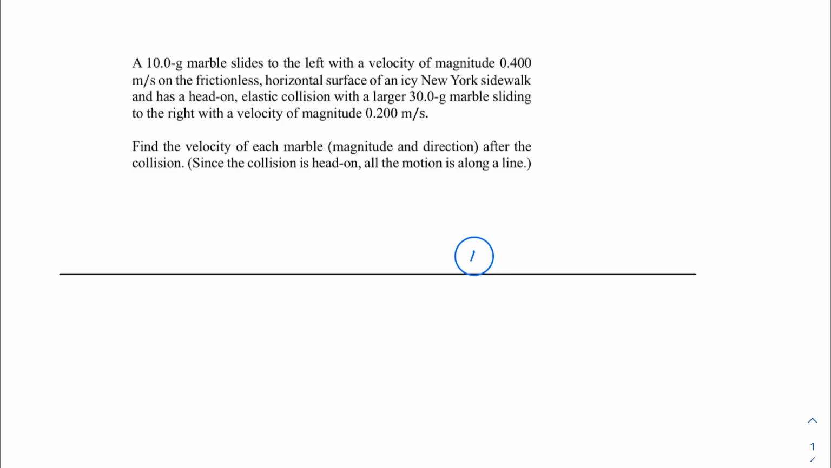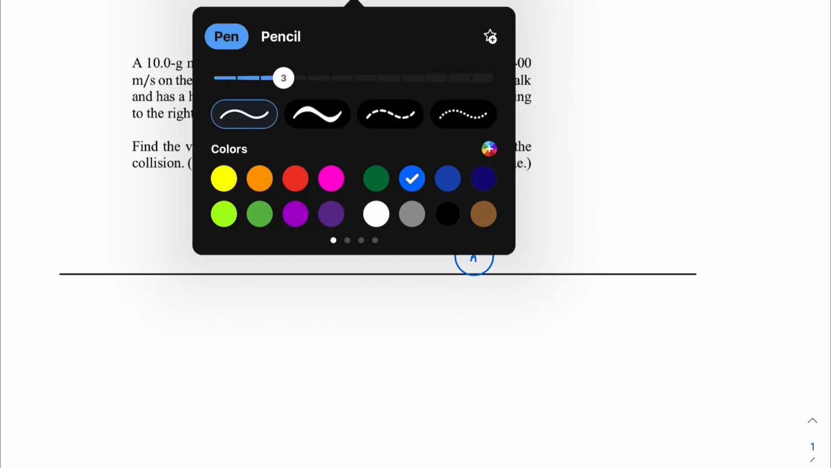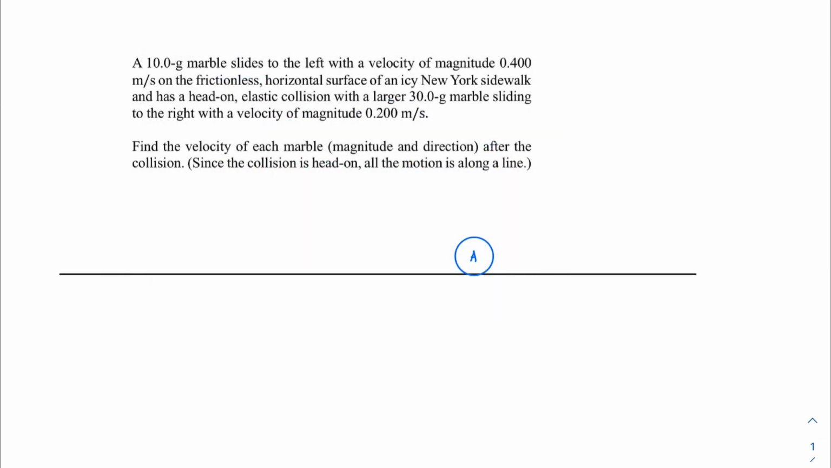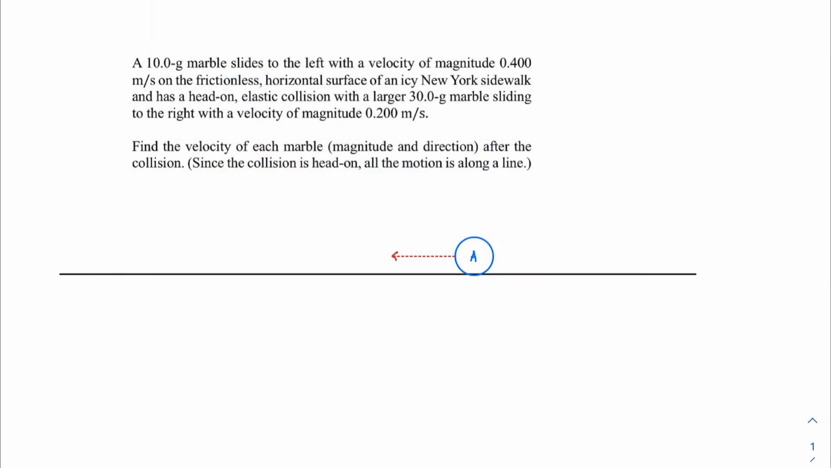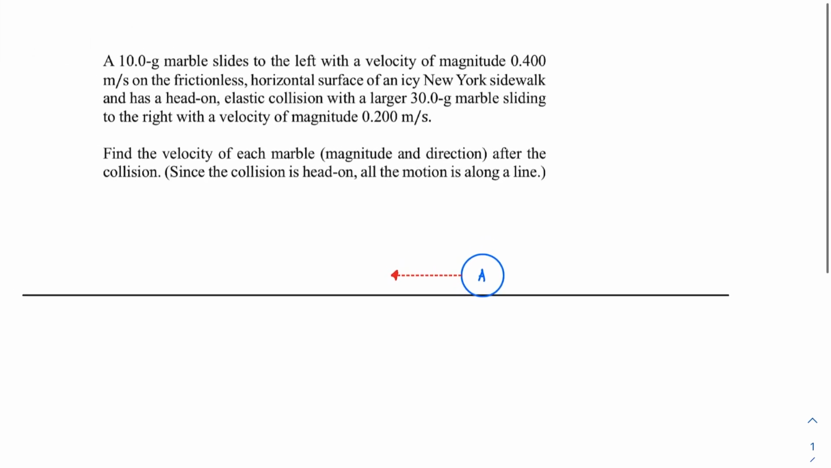Now, probably the tip that I would give you is whichever object is written first, you label it as A. Okay, according to the problem, it slides towards the left. So I'm going to sketch a broken arrow directed towards the left with a velocity of 0.400 meters per second. So I will denote that as my VA initial to be negative 0.400 meters per second.